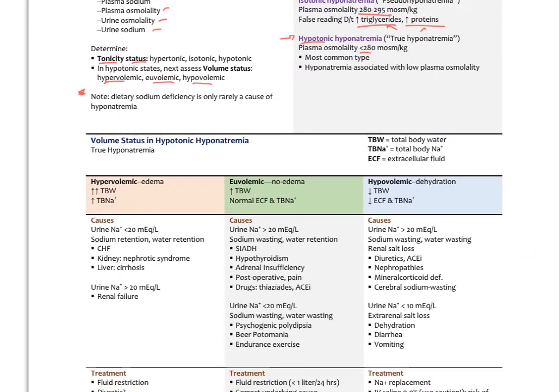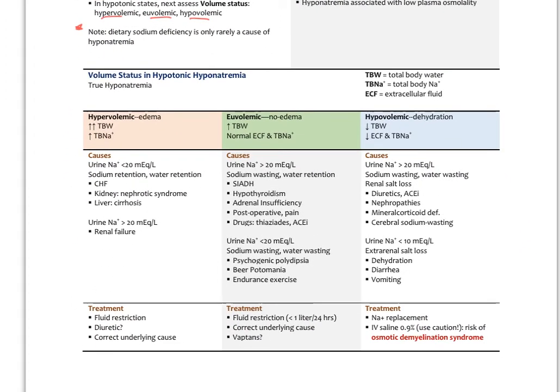So let's look through the different volume statuses here. I'm going to use a couple of abbreviations. TBW is total body water, TBNa is total body sodium, and ECF is the extracellular fluid. So let's look at the two outliers here. So hypervolemic. Now this patient's going to be edematous, so that's going to be pretty easy to spot. They're going to have swollen ankles, feet, maybe anasarca generally in the body, in the face, and so forth.